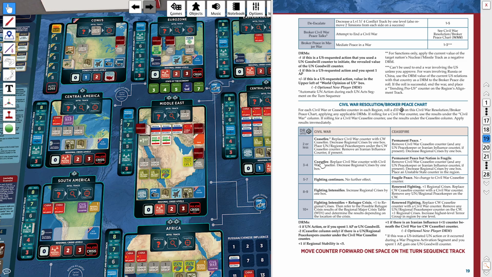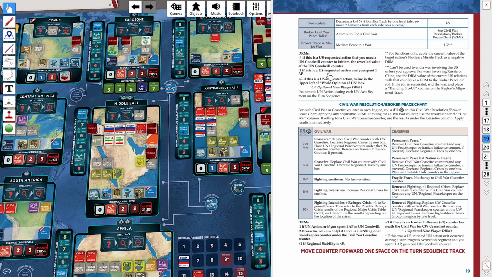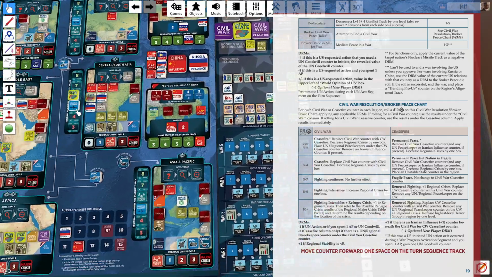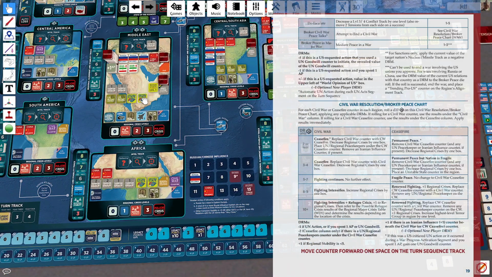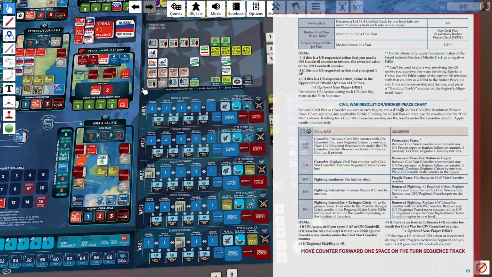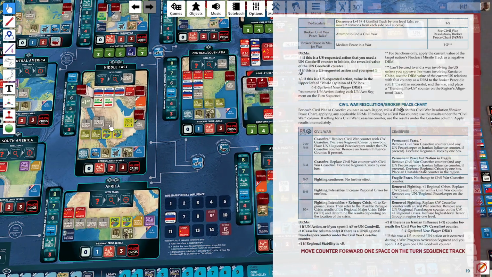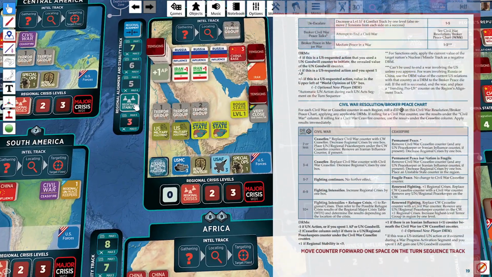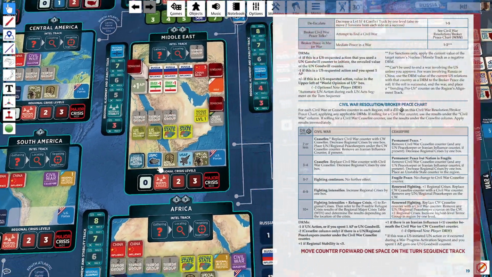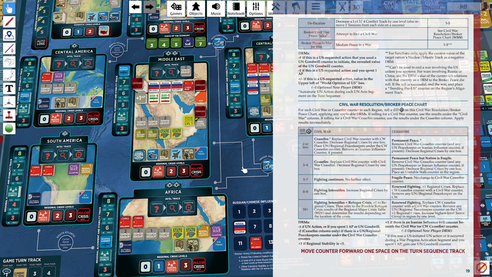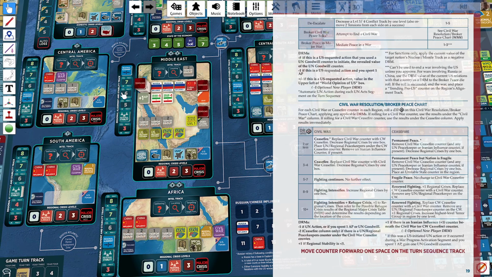Add a level 2 terror group. Flip an unstable state to civil war. If none, add 1. Okay, there wasn't an unstable state at the time. So we're going to add 1. And they get a level 2 terror group for 1, 2, 3, 4, 5. Max is 5. Okay, back to regularly scheduled programming.